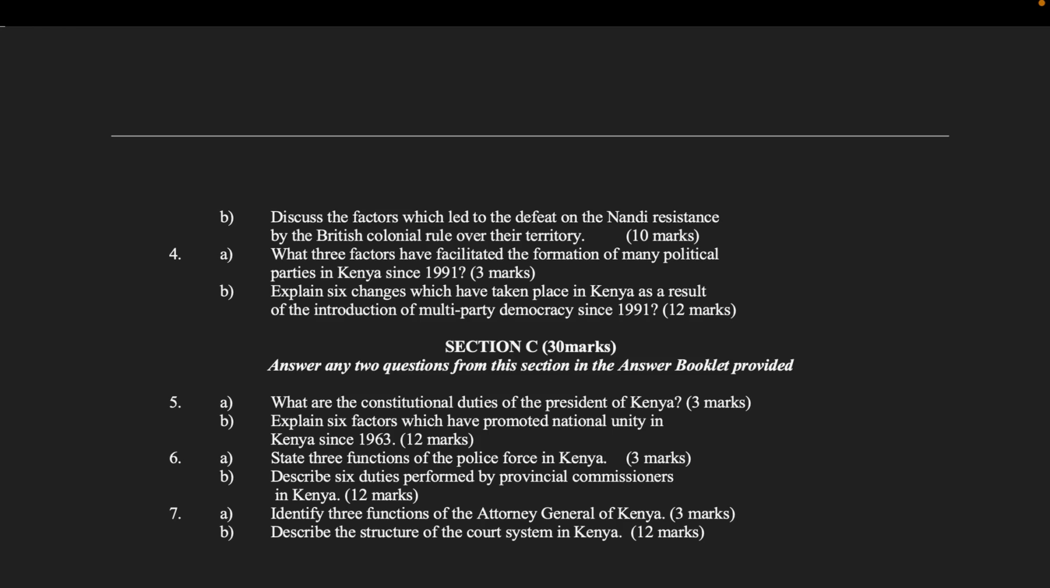B. Describe the structure of the court system of Kenya. I. The judicial structure in Kenya consists of a system of courts which are arranged hierarchically from the lowest to the highest level. II. The District Magistrates Court. This is the lowest court in Kenya which is charged with the responsibility of trying civil and criminal cases within the district. III. The Kadi Court.